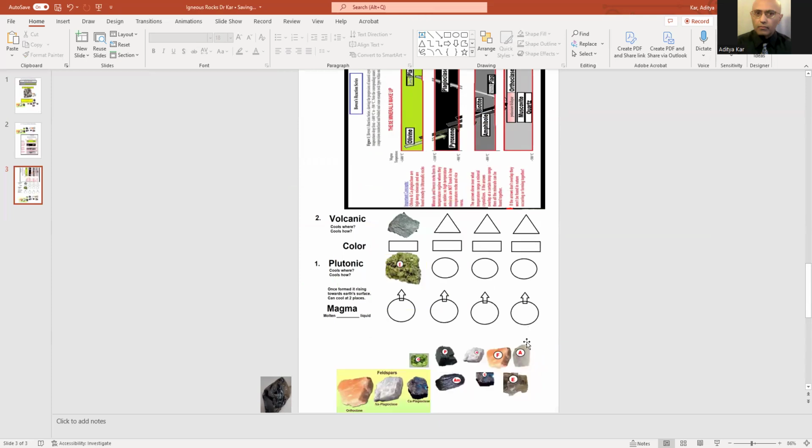So what minerals are green? Olivine is green. And if you see, olivine goes in here, so this mineral is present in this rock, both the rocks.